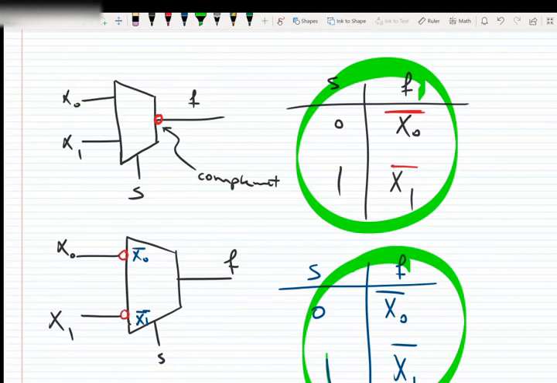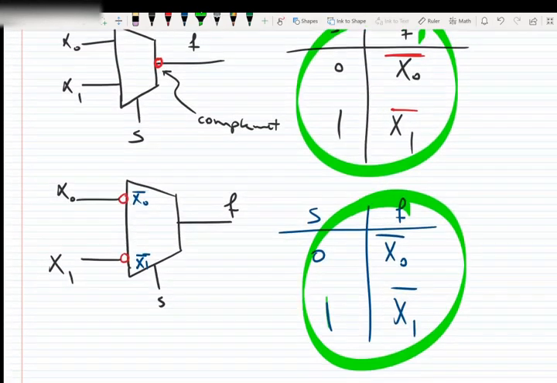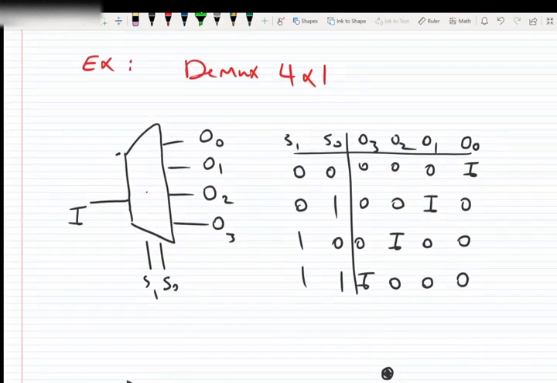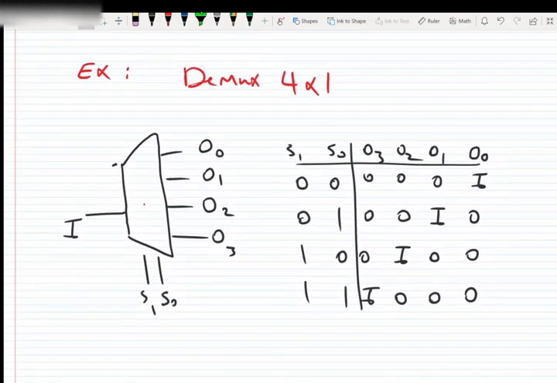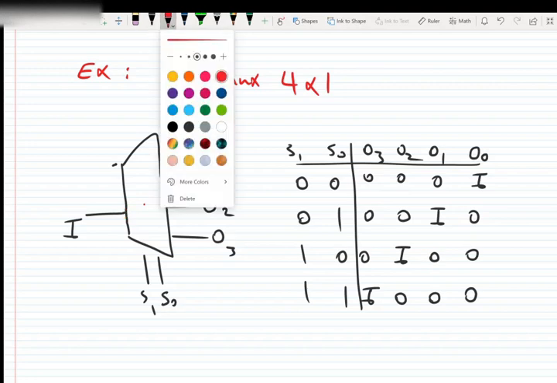Okay, so be careful about these dots. And the last thing about this complement, let's go back to this design, to this multiplexer. What if we have the small circle in the input? So definitely the truth table will be changed to this form. Okay, and now what if we have these small circles here?